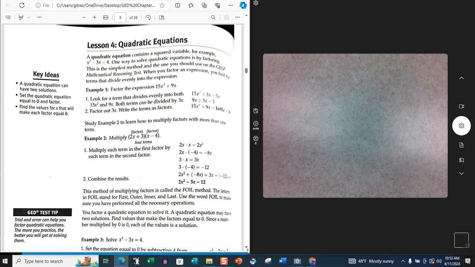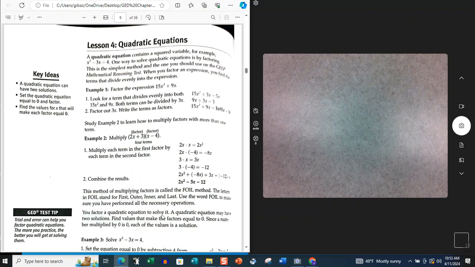When you factor an expression, you find the terms that divide evenly into the expression. Example 1: factor the expression 15x squared plus 9x. Look for a term that divides evenly into both 15x squared and 9x. Both terms can be divided by 3x. Factor out 3x and write the terms as factors.